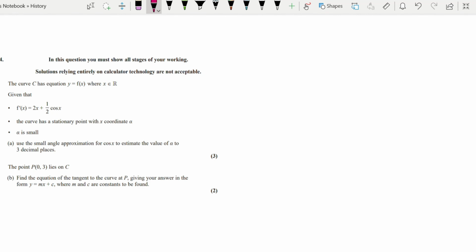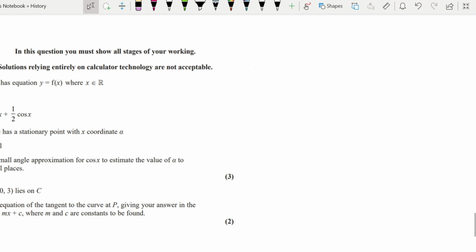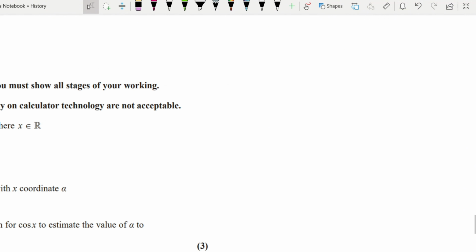Okay, so in this question, we have a curve. We know its derivative. We know that this curve has a stationary point with x coordinate alpha, and we know that alpha is small. So let's look at the stationary part first. If we have a stationary point, that means that the rate of change is going to be zero. So we know that f derivative x is going to be 0.